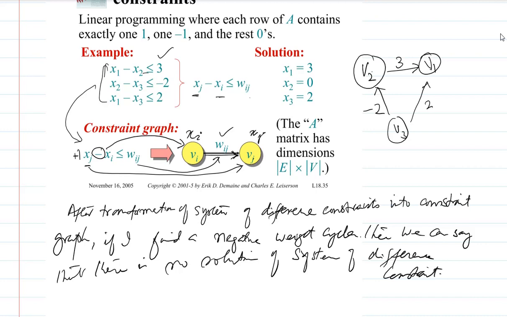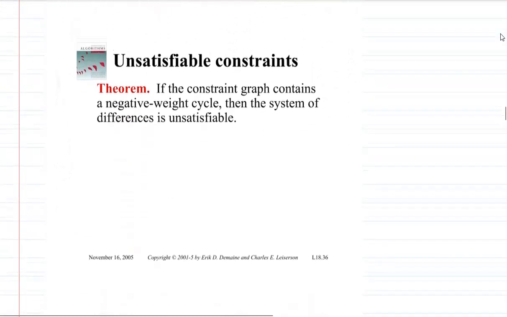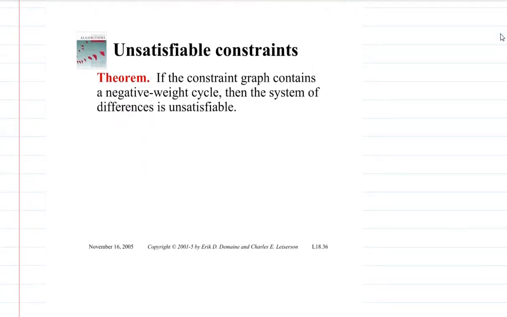So if I transform it, I have this constraint graph. You can see that there is no negative weight cycle. Therefore there should be a solution to this problem, and this is one of the solutions which I have already mentioned. So keep that in mind. This is how you convert a system of difference constraints into a constraint graph. So let's talk about this theorem now.